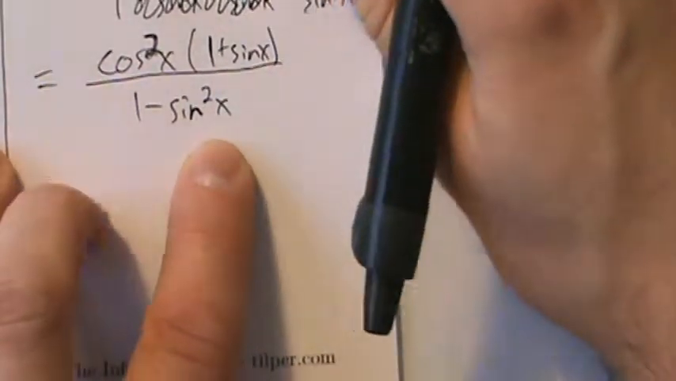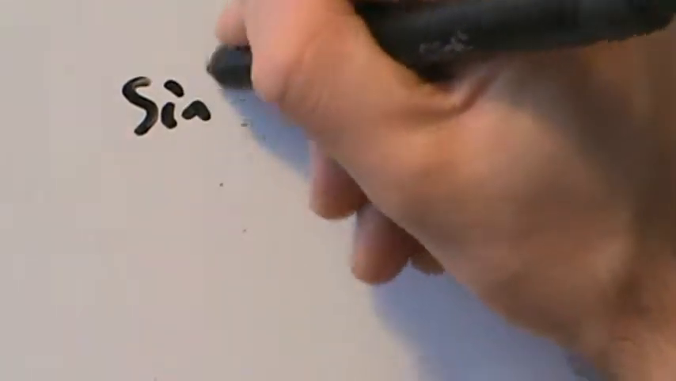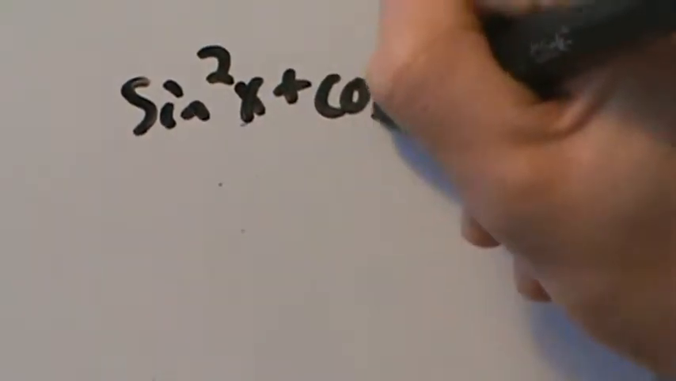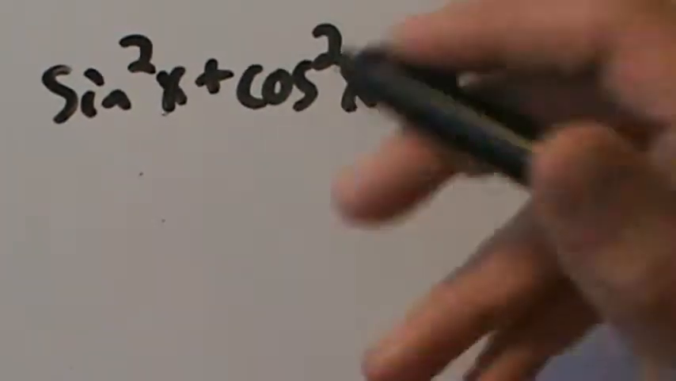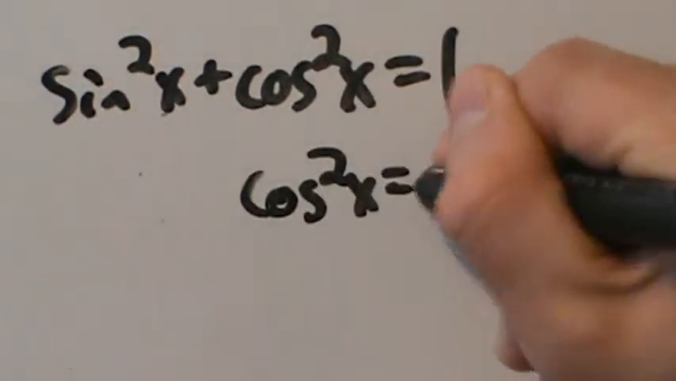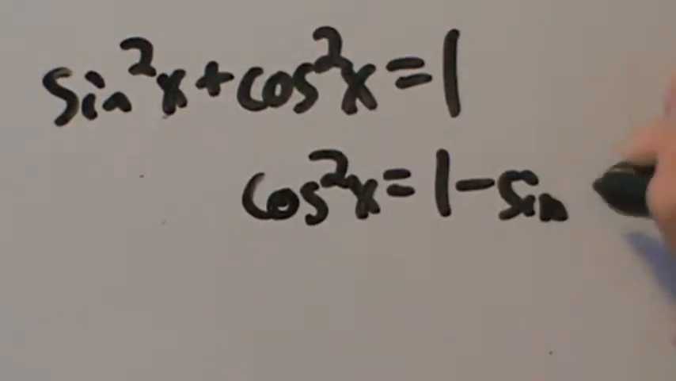What we have is 1 minus sine squared of x. Whether it's x or theta doesn't really matter, it's the same exact thing. So what we know is that sine squared of x plus cosine squared of x is 1. Let's subtract sine squared from both sides. Then we're going to have cosine squared of x equals 1 minus sine squared of x.